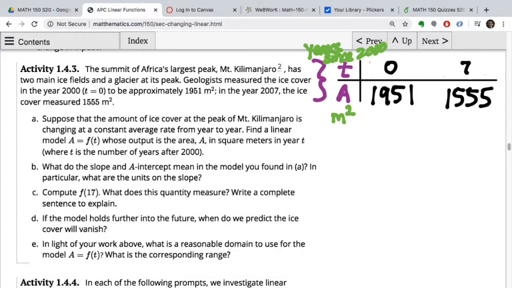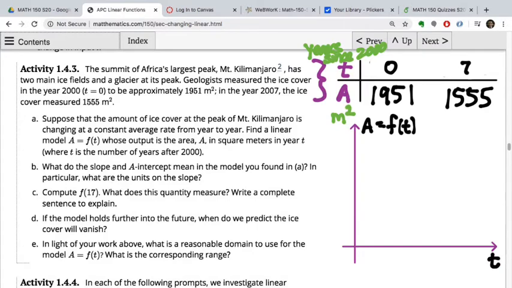Okay, right. And so the question is, find a linear model whose output is the area and whose input would be the year, number of years since 2000. So what is being posed as, I want to go to the graph next, actually. What is that set up as the horizontal independent variable? What is it set up as the vertical? Which is which? Vertical would be the area. And then the horizontal is time. Horizontal is time. So again, this is measured in years since 2000. And A here is measured in square meters.